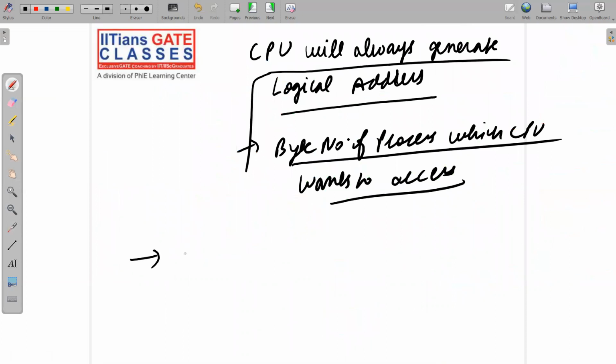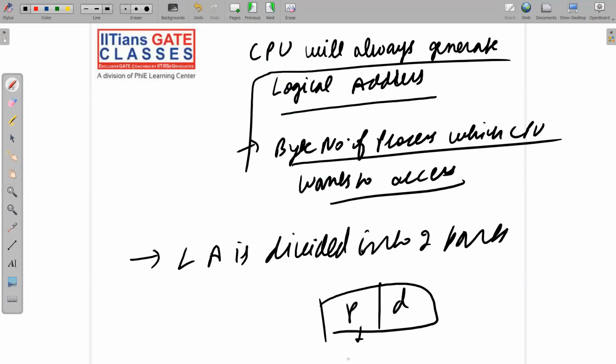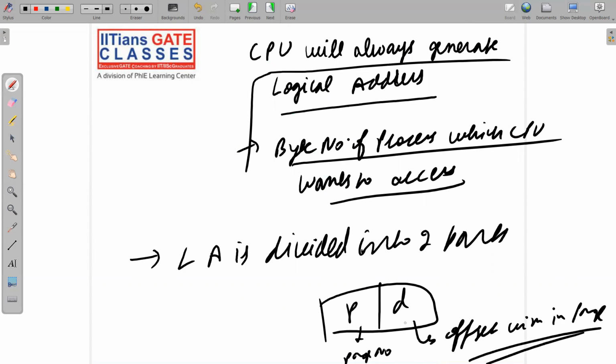So this logical address LA is divided into two parts. What are these two parts? P and D. P is the page number and D is the offset within the page. That means which byte CPU wants to access. So this is the page number, that means which page CPU wants to access, and this is the byte number.